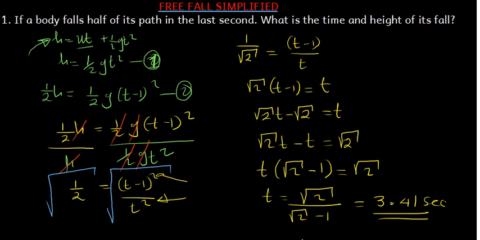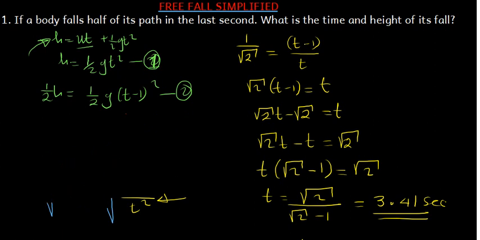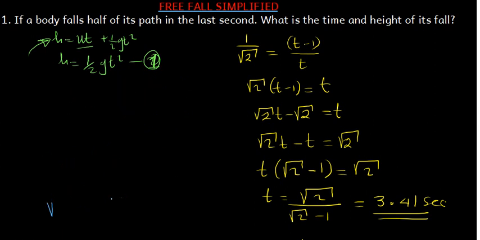But what is the height? Well, we can use any one of the equations we have here. I'm going to use the one I've left there, which is much simpler. So we know that height is equal to half gt squared, and the height is what we want to find.